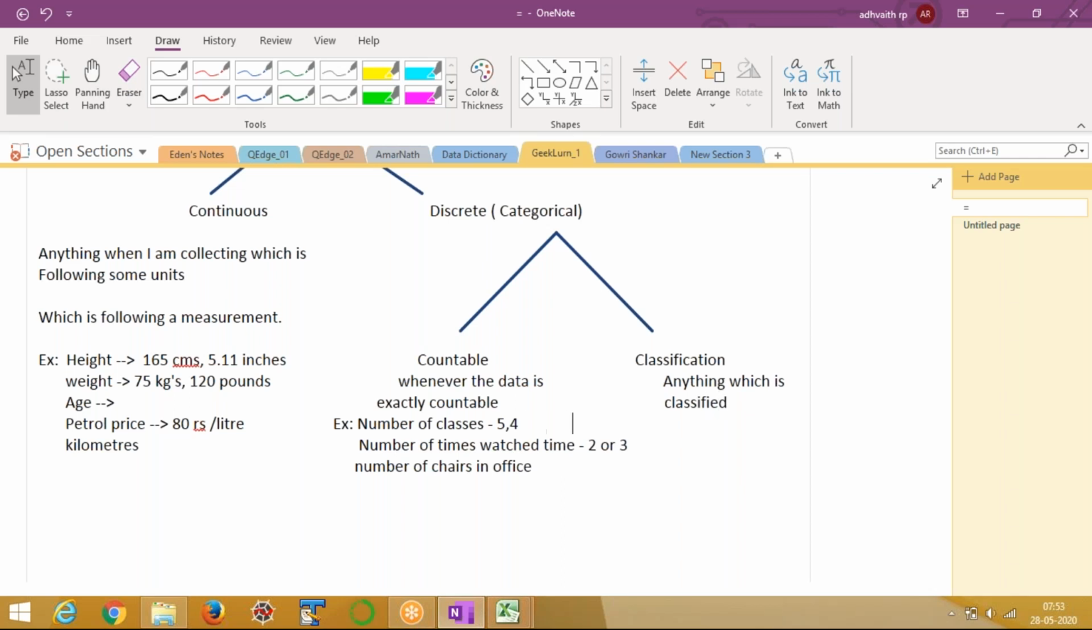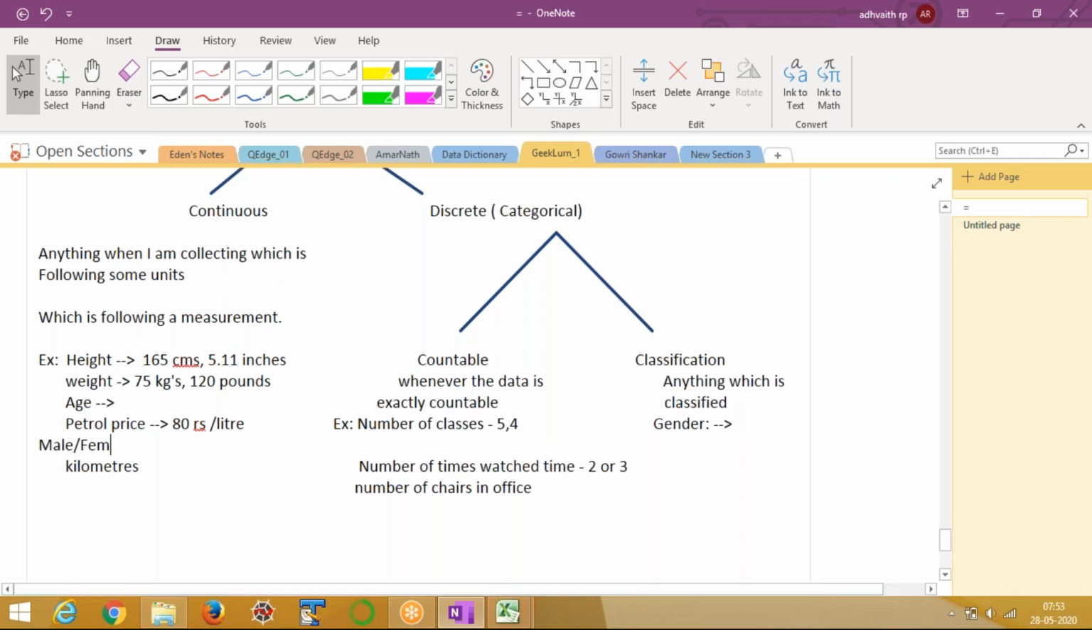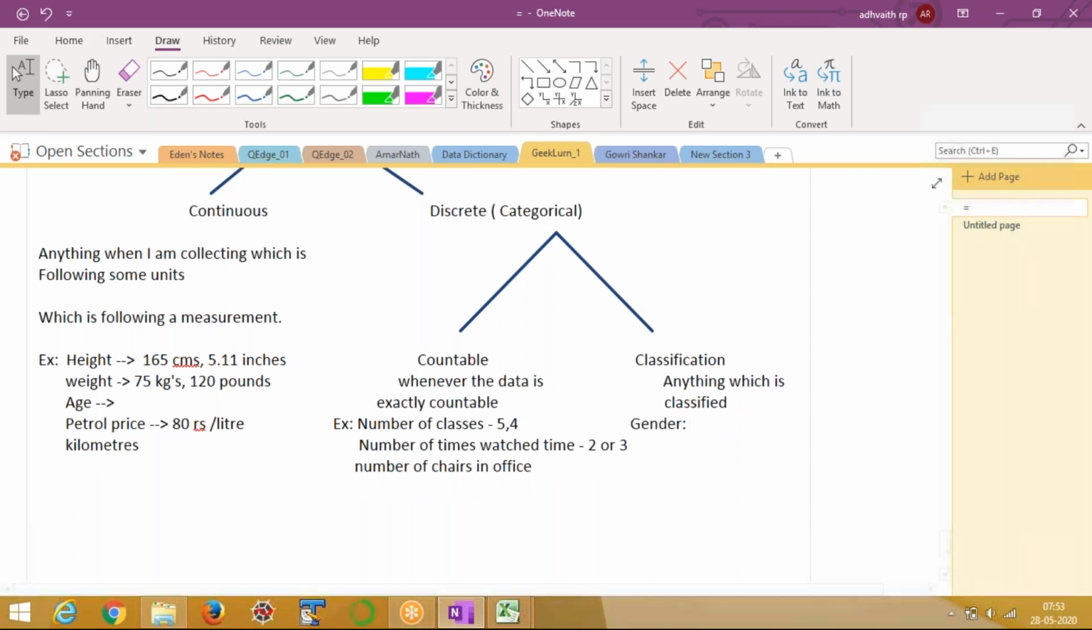Example, gender. How is gender classified? Gender will be classified as male or female. Clear? Any more? Region, where you belong to: north, east, west, or south.